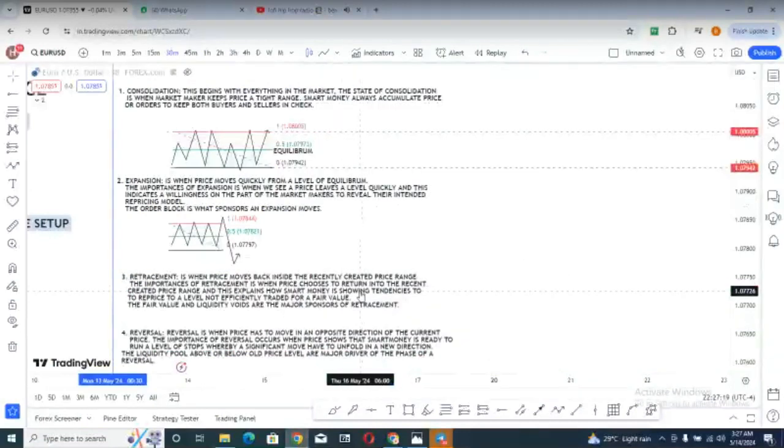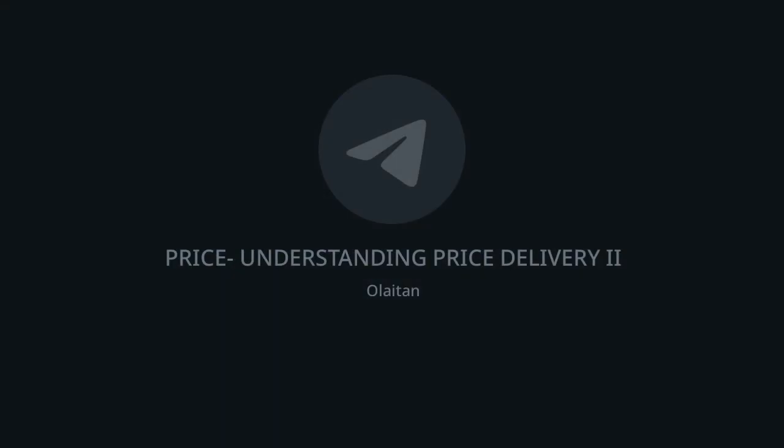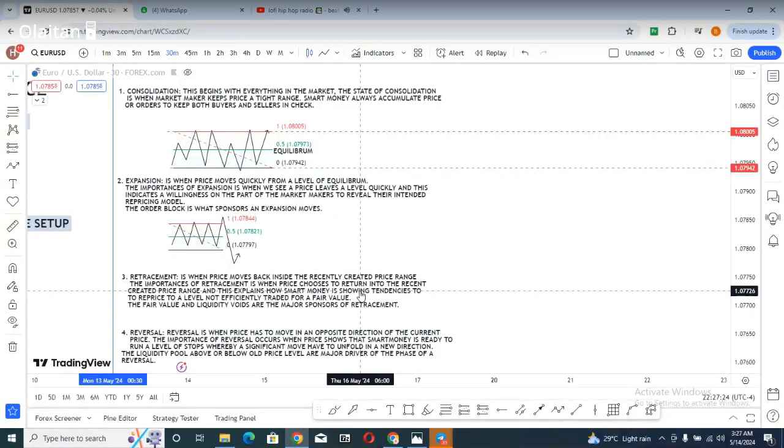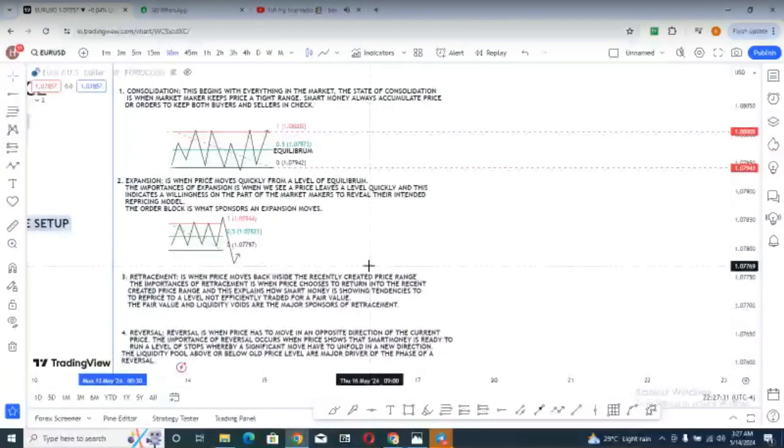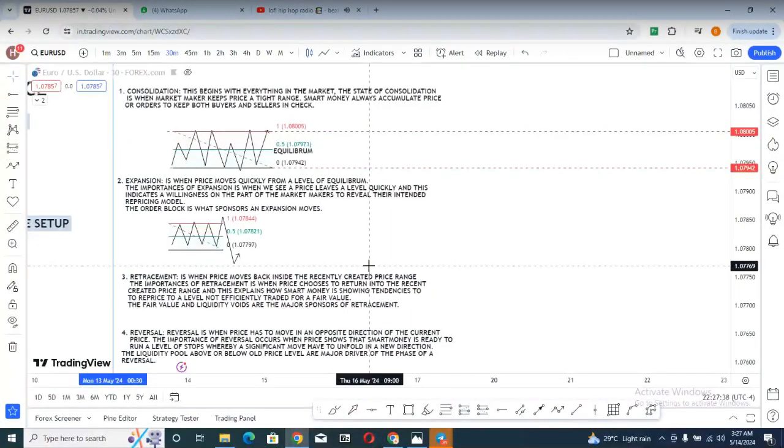So I think the expansion phase was what I was trying to explain before. This is the second part of understanding price, and we'll look at a few examples. I think our next video is going to be on institutional reference point. This is still part one for price. I'm still going to discuss price more in depth.